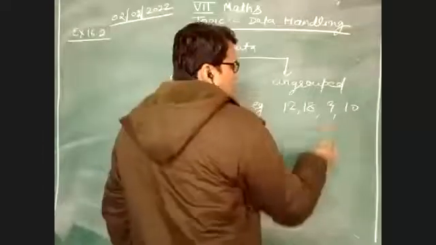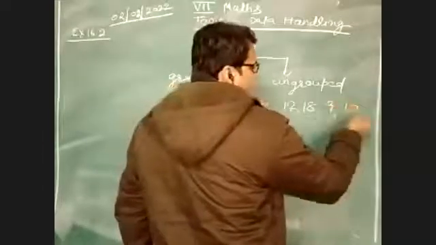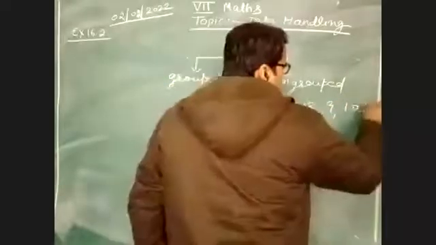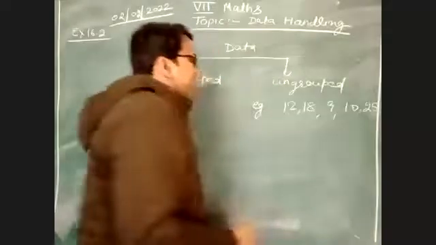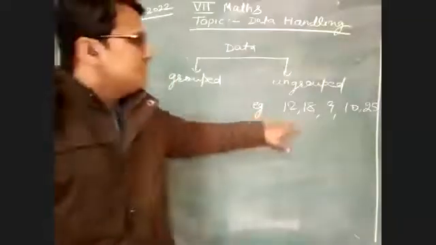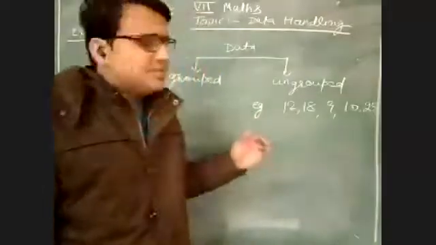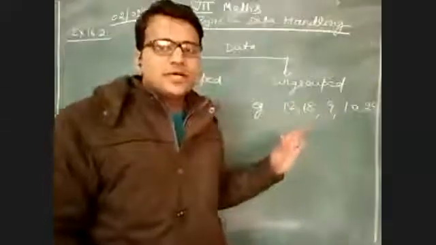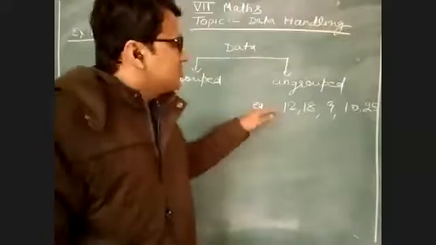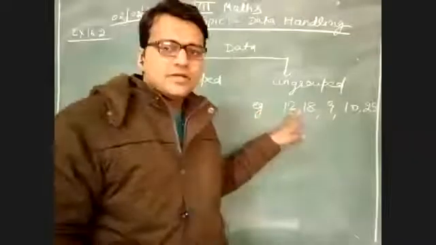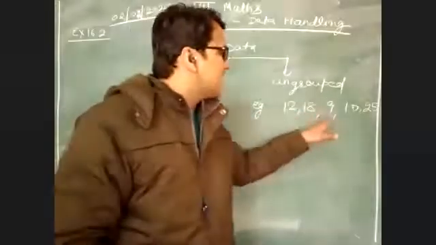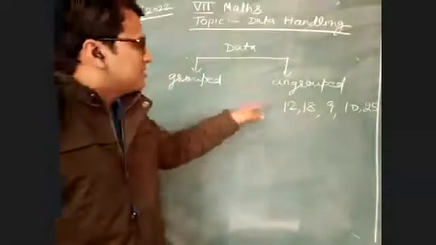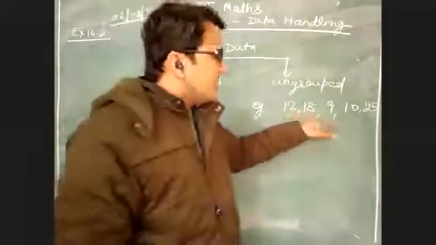Suppose these are some marks of students out of 20, written in this form. This type of data is called ungrouped data.